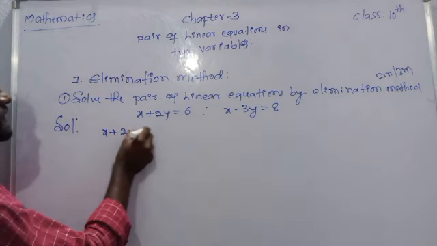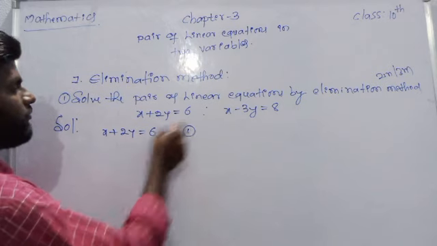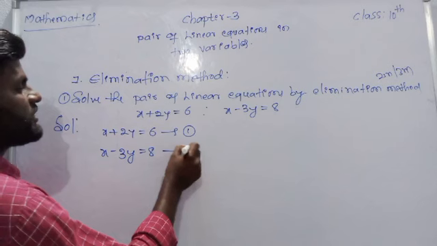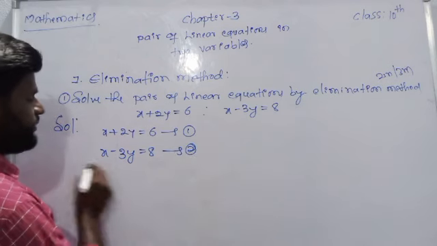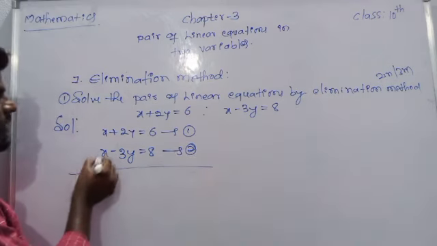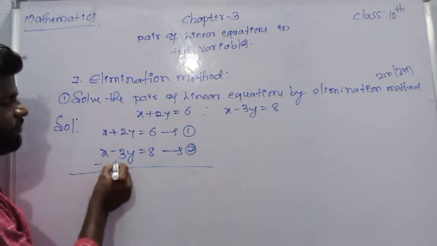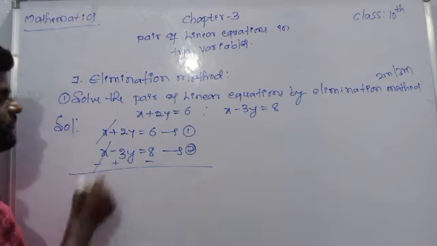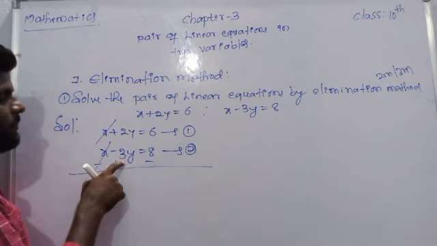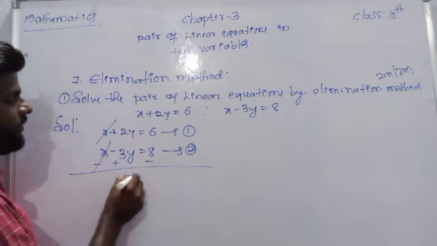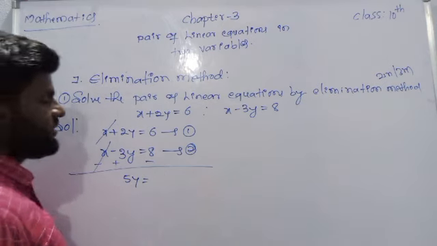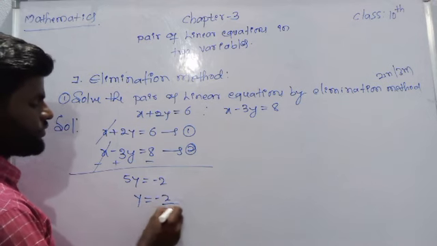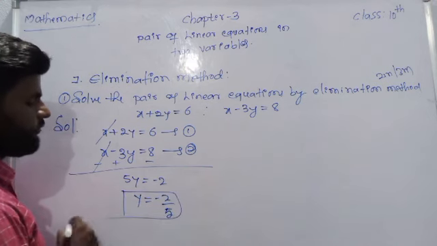x plus 2y is equal to 6. Call this equation number 1. x minus 3y is equal to 8. Call this equation number 2. Now change the symbols, dear students. Plus becomes minus, minus becomes plus. So x minus x cancels, plus 2y plus 3y is plus 5y, equal to 6 minus 8, which is minus 2. So y is equal to minus 2 by 5. This is the value for y.